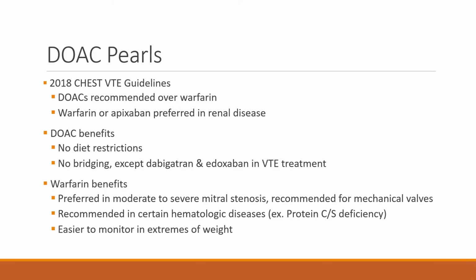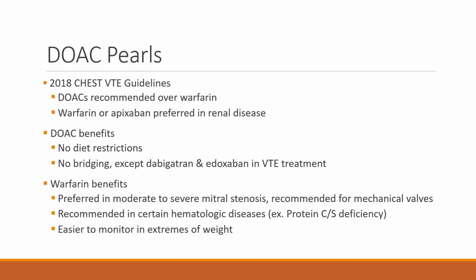Some of the pros with our DOACs: the 2018 CHEST guidelines actually do recommend DOACs over warfarin for VTE. However, if a patient does have renal disease, then warfarin or apixaban is preferred. Some benefits with DOACs: we don't have any diet restrictions. There's less monitoring involved because we don't have to continue to check on the INR, but you would want to continue to check on the CBC and make sure that there aren't any severe signs of bleeding. There aren't any bridging pearls along with that as well, except with our dabigatran and edoxaban in VTE treatment, which you saw in the slide previously.